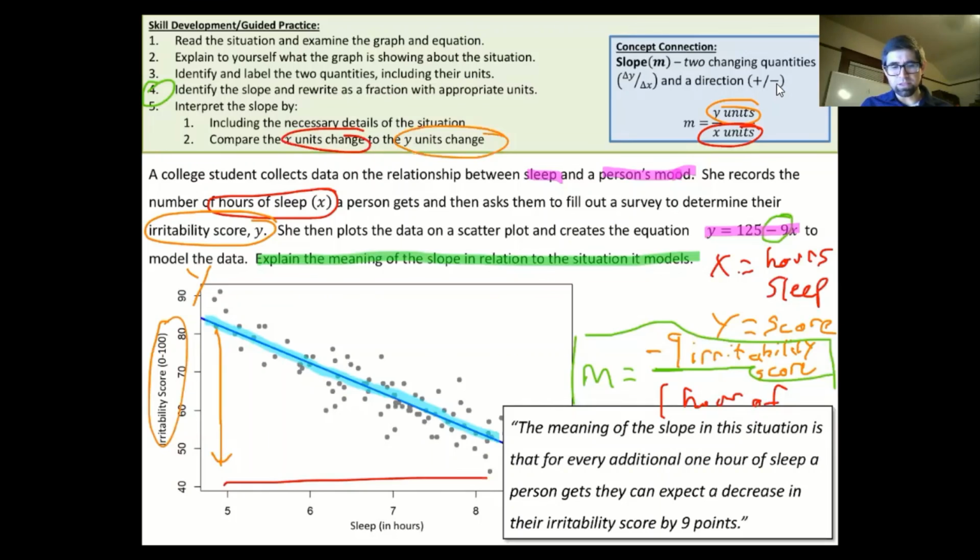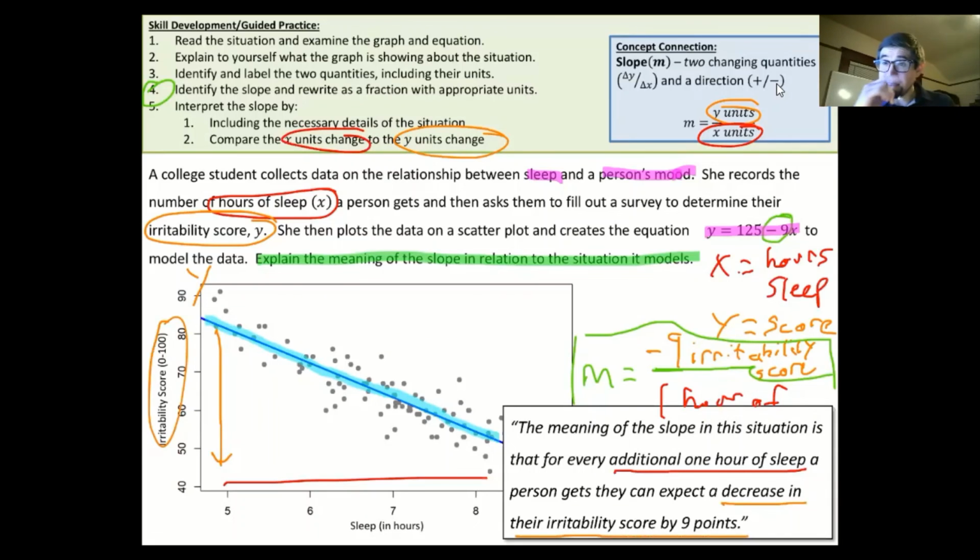The meaning of the slope in this situation is that for every additional 1 hour of sleep, that's my x value here that I'm comparing first. Well, what happens if I get 1 extra hour of sleep? My irritability score goes down by 9 points. So let's see how we might write that. The meaning of the slope in this situation is that for every additional 1 hour of sleep a person gets, they can expect a decrease in their irritability score by 9 points.